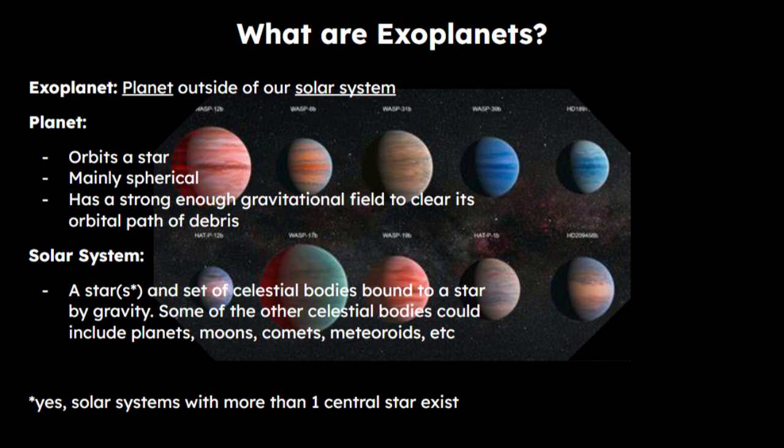Then a solar system is a star and a set of celestial bodies, or multiple stars and a set of celestial bodies bound to a star by gravity. Some of the other celestial bodies could include planets, moons, comets, meteoroids, etc. So ultimately an exoplanet is a planet outside of our solar system. Jupiter is not an exoplanet because it's in our solar system.